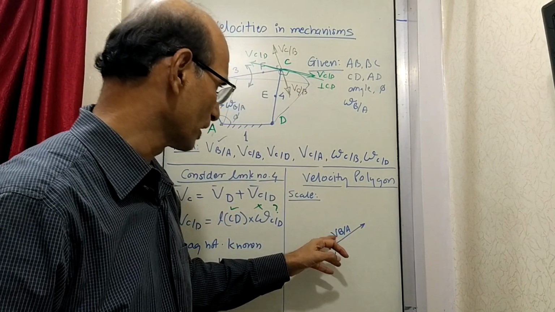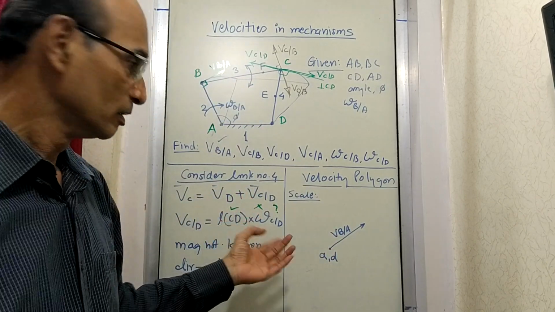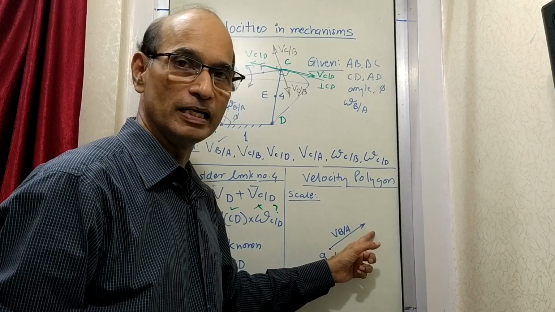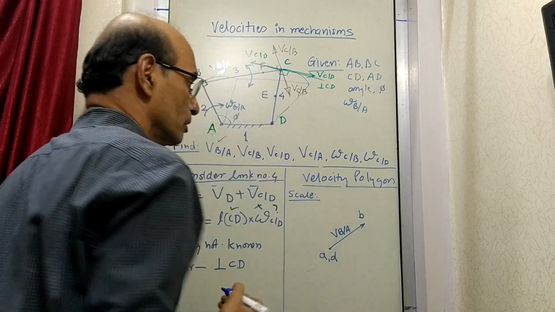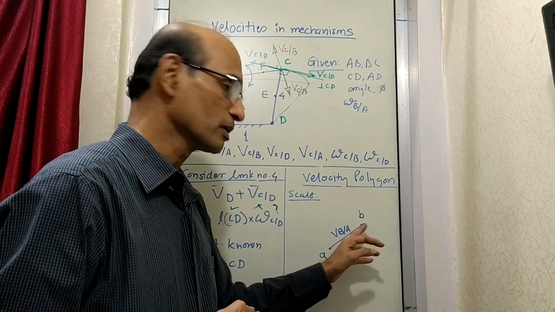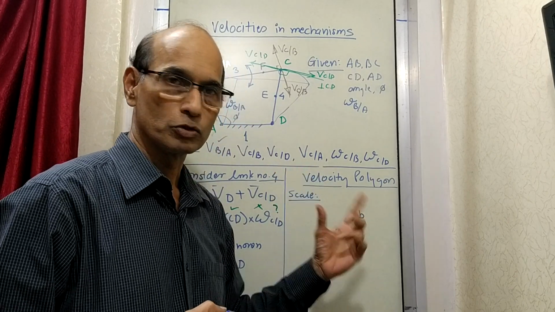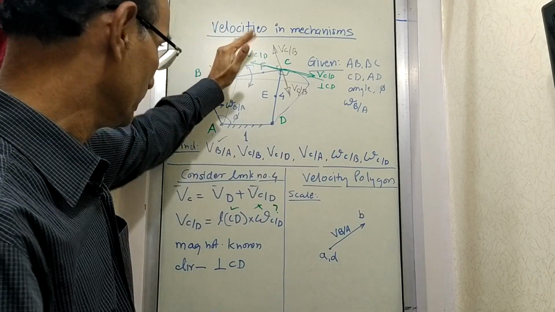The vector is shown with capital letters in the notation, and it starts from a and ends at a point represented by small b. So small a here, small b here, this is the vector called velocity of B relative to A, whose magnitude is this much, which we already know, and the direction is like this.